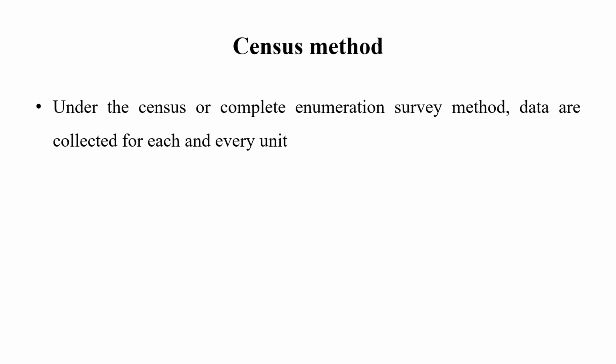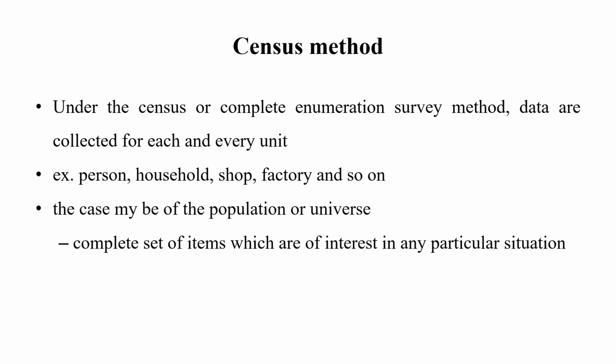What is census and sample method? Census method is also known as complete enumeration survey method. Data are collected from each and every unit. Examples can be person, household, shop, factory, and so on. The case may be of the population or universe. That means the complete set of items which are of interest to the researcher.